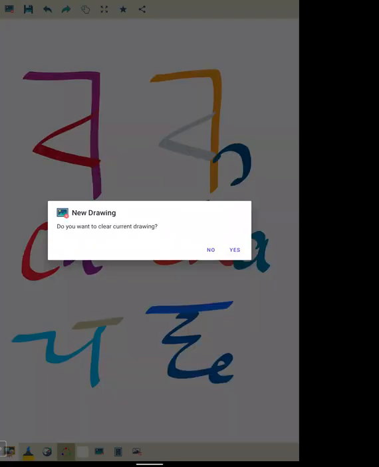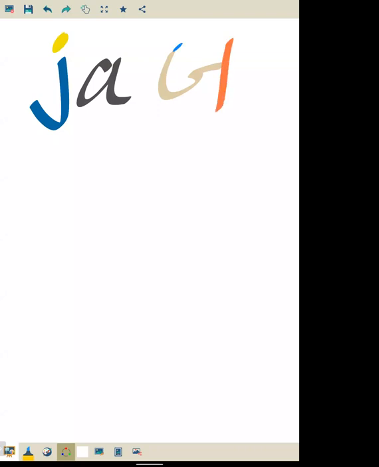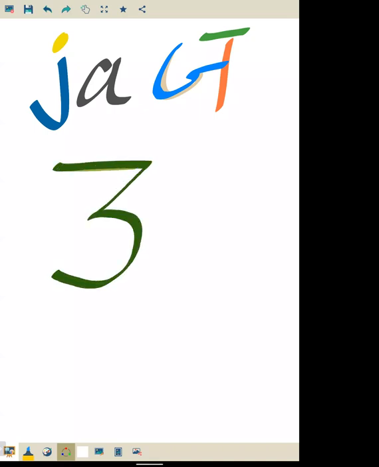In the cha varga, the third letter is ja. This is ja. Okay, so how to do the ja? It is like the same. We start with the horizontal line, and then make the U. First you make the U. Then you take round again like this. This is ja. See this.